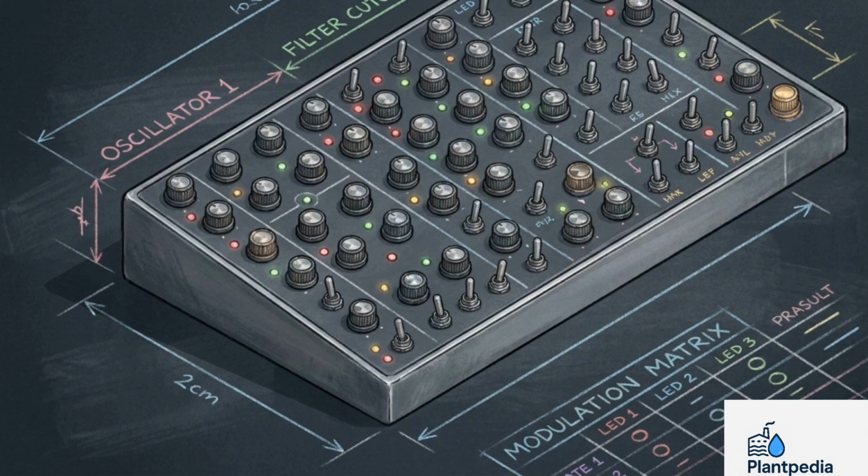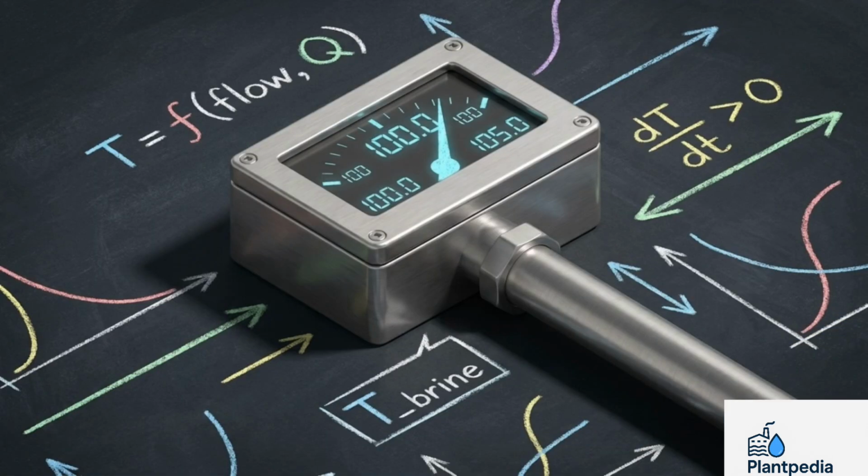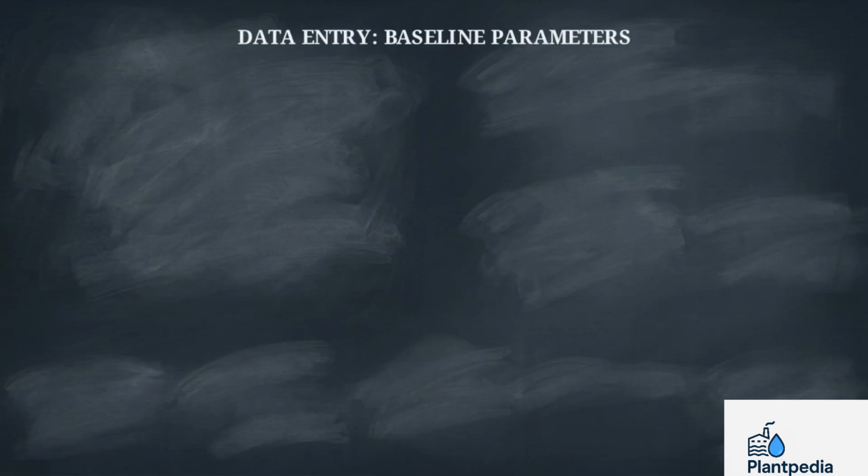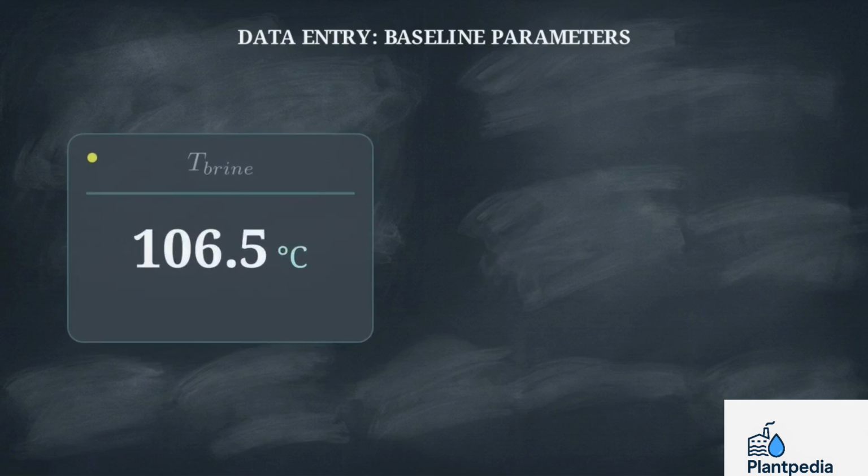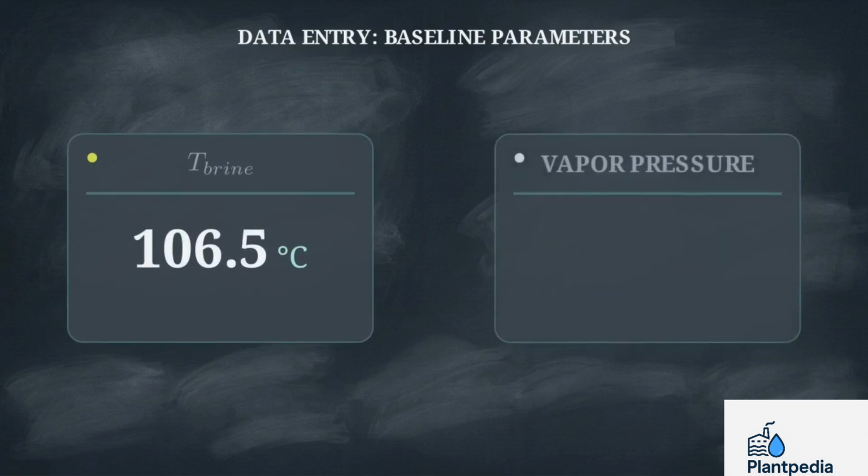Step 1 begins at your control panel. We need to document the exact thermodynamic reality of your system right now. First, locate the gauge tracking the actual, live temperature of the boiling liquor inside the evaporator. This gives us our first variable, T brine. Let's establish a baseline. T brine at exactly 106.5 degrees Celsius.